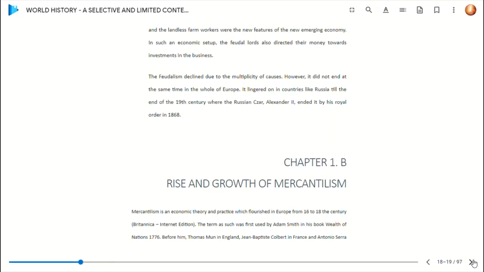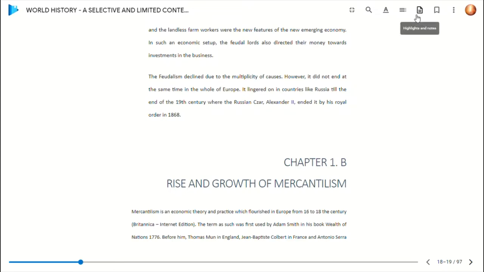Then comes the chapter Rise and Growth of Mercantilism. In this book also, I have used the .epub format in order to upload this book. As a result, on Android phone, you can get more features. That is one of the special features, that you can use it as an audiobook also. You can put highlights on it. You can write notes also.